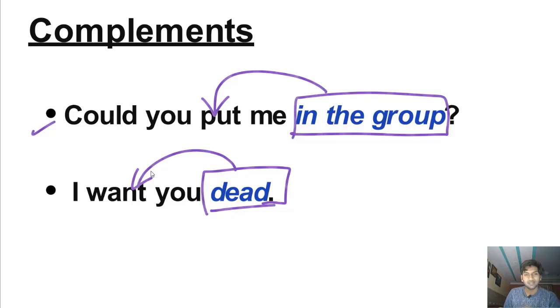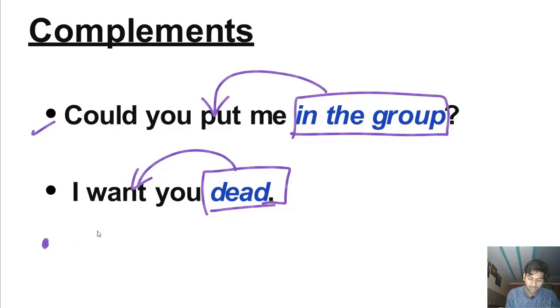If you take it out, it completely changes the meaning of the sentence. Now, without it, it means I want you. It means I need you, I love you, I like you, I want you. This is not what this sentence with dead means. I want you dead. I want you in this situation. I wish that you are dead right now. That's not what I want you means. All right. So it has a completely different meaning without it.